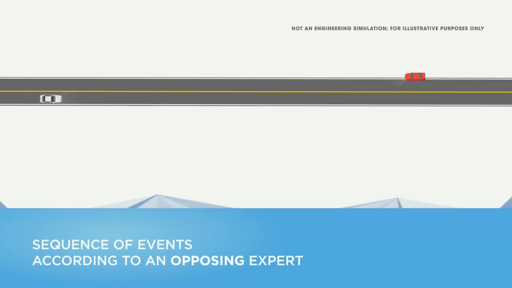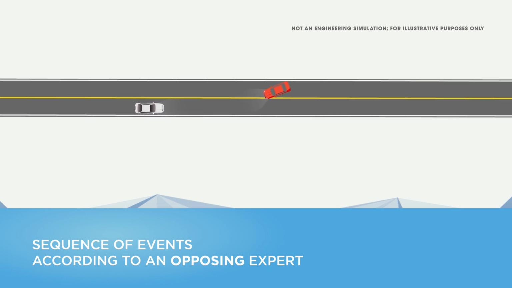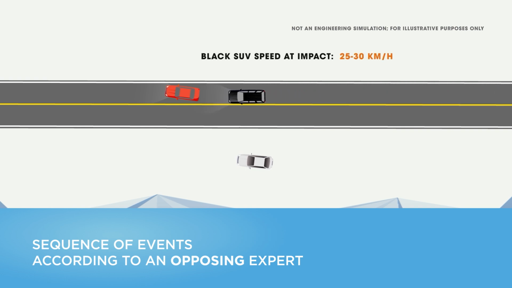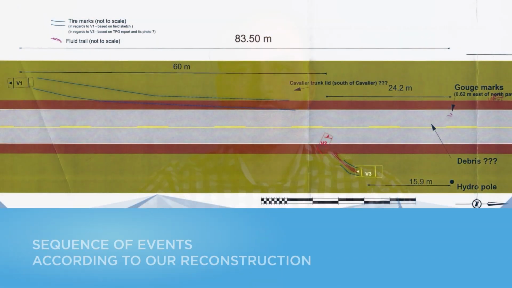Another expert used this black box data to argue that the red sedan must have crossed over the center line and collided with the oncoming coupe first, was pushed back into its original lane, and then was struck by the black SUV from behind. We conducted a complete traditional reconstruction using the principles of conservation of energy, momentum, and computer simulations. The sequence of events that we came up with was as follows.